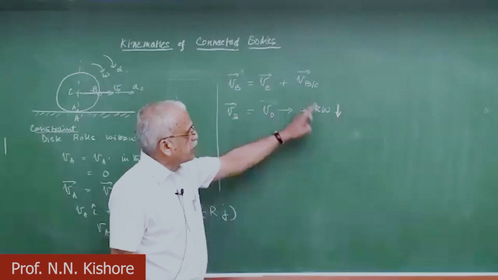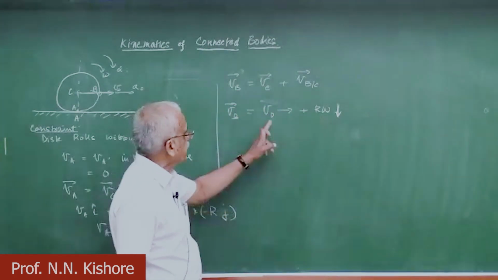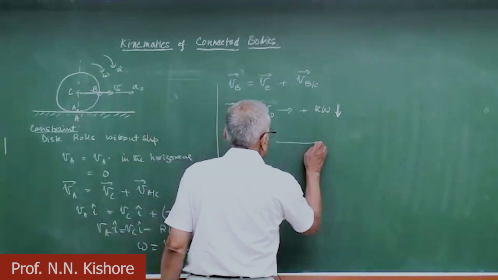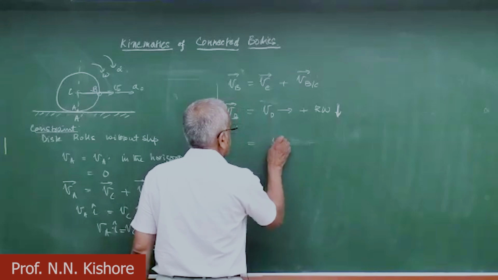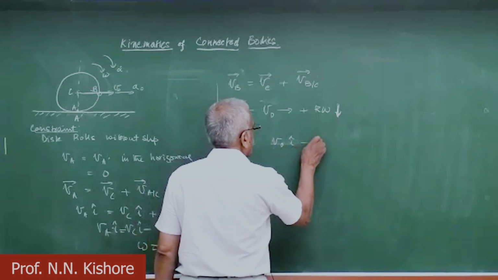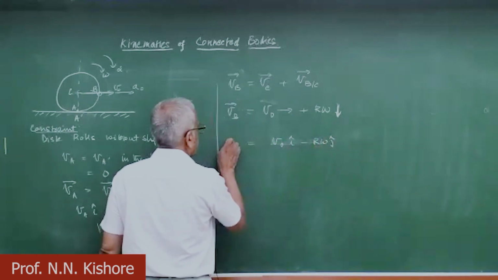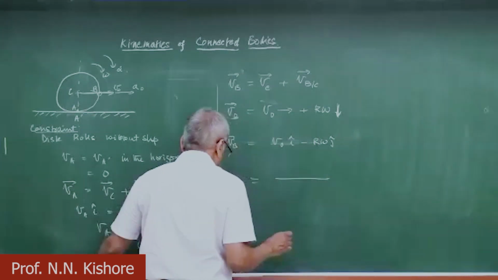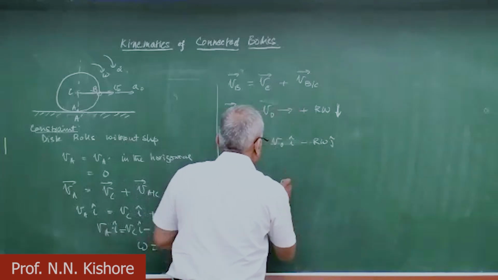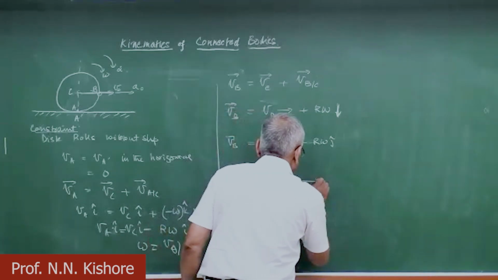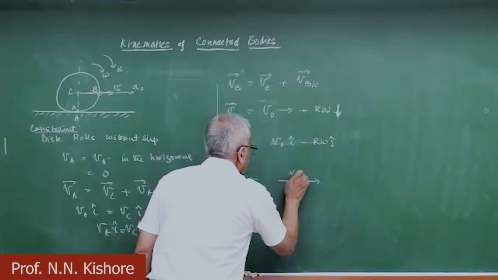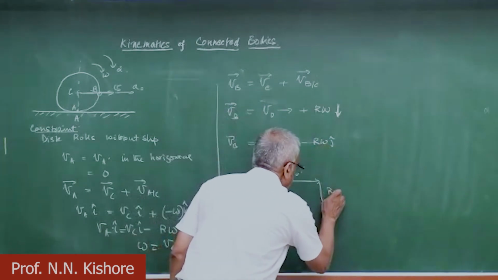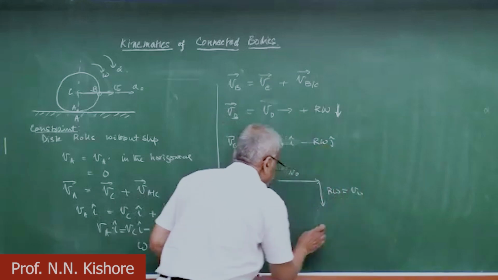Right? So this part is R omega downward, whereas the VC is V naught. So that means that it is really in a... If you want, we can write it as V naught i minus R omega j. Or in a vectorial fashion, this is V naught and this is R omega, and again that's equal to V naught.